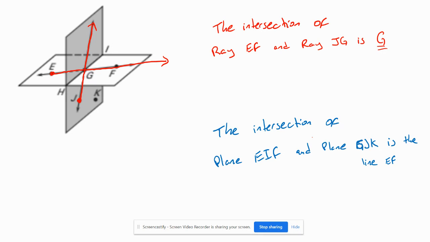First of all, in order for this to be true, G has to be in both rays, but then G is the only point that is in both rays. See the point G? It is in both rays to begin with. It is the only point that is in both rays. Therefore, I'm going to call this true.